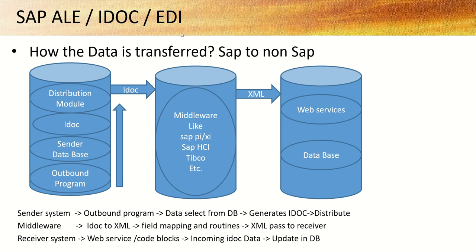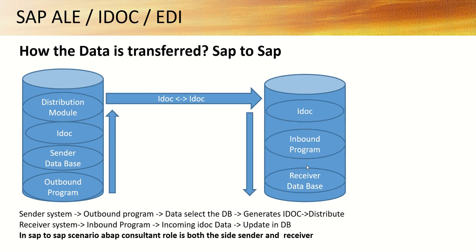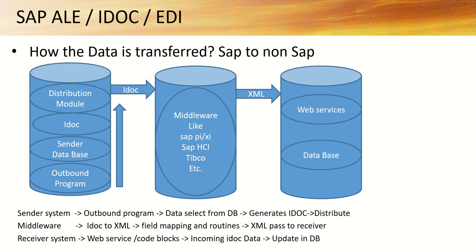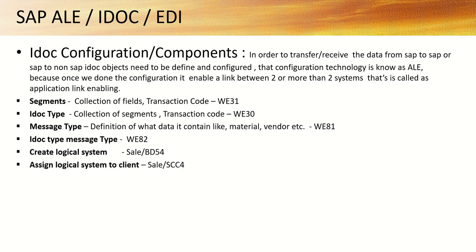So in the general SAP to non-SAP scenario, our ABAP consultant's role is to perform the sender side operations. Mostly the middleware consultants are different, and obviously the non-SAP consultants are different. As I explained, in the SAP to SAP scenario one ABAP consultant can do both side activities, but in SAP to non-SAP the scenario is a little bit different. We might need to involve multiple consultants. So this is some basics about SAP ALE IDoc. Next, we'll see some of the IDoc configuration and what the different components in ALE IDoc are.